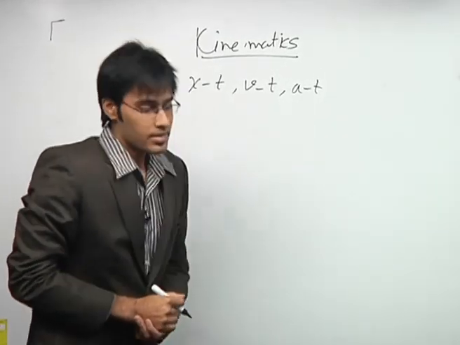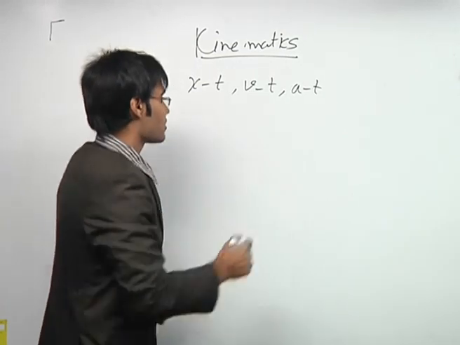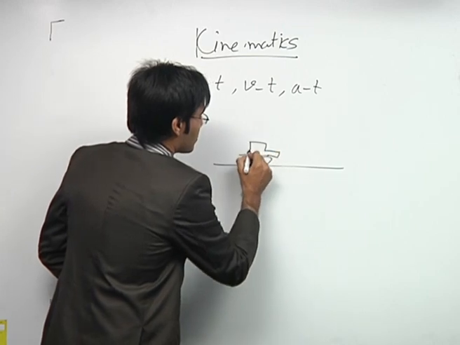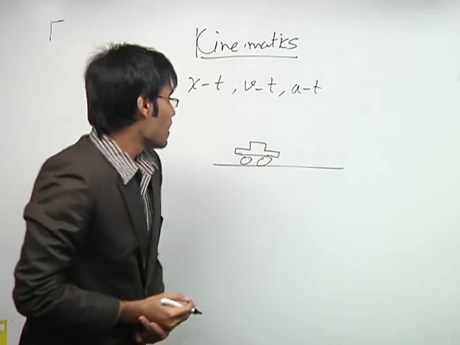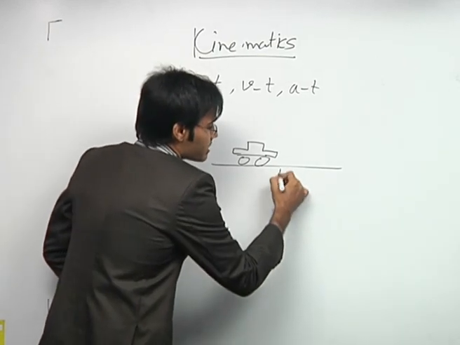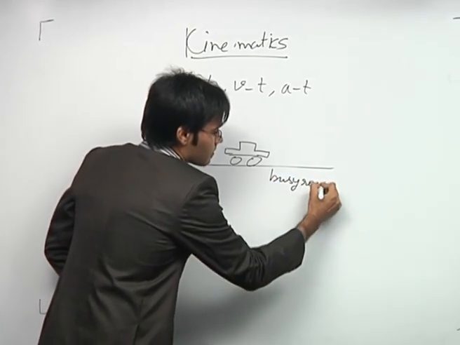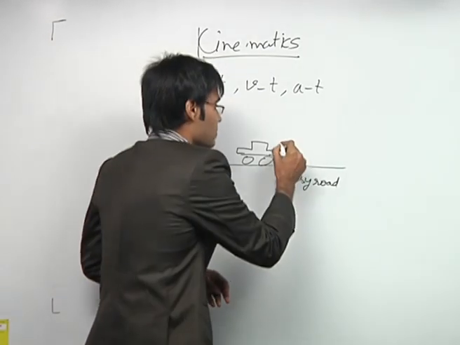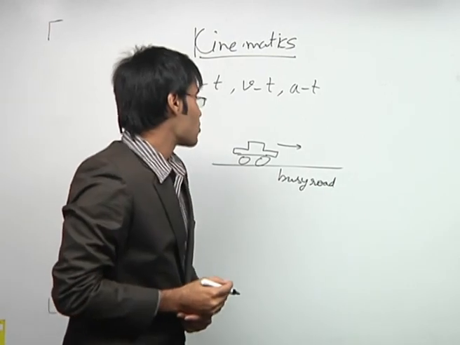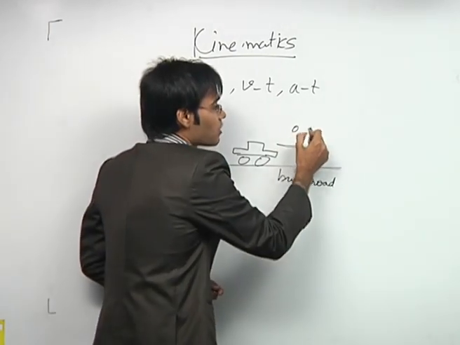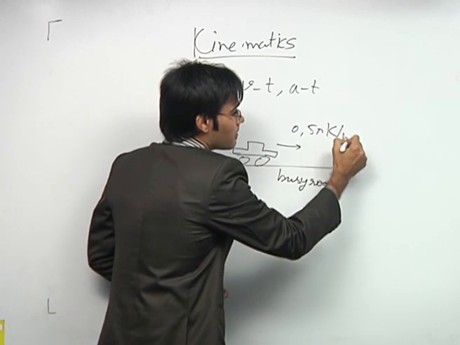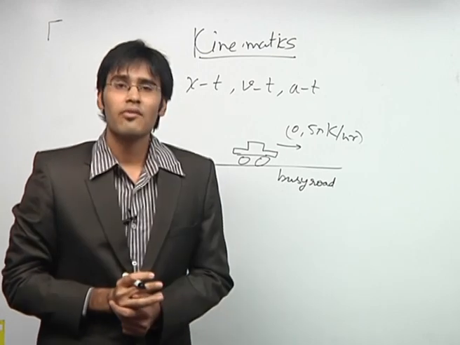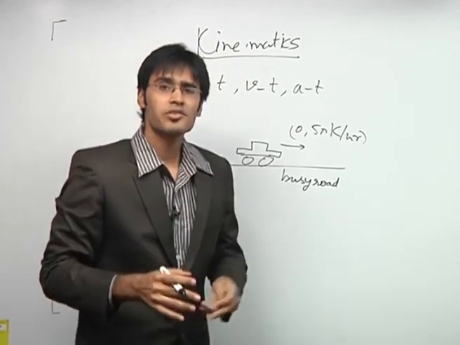So see, I'll start with a basic example. Suppose you are driving on a road, okay, in a car, and let's say that road is busy. So it's pretty obvious that the velocity of the car will not be the same. Okay, so let's say that velocity ranges from 0 to 50 km per hour. Okay, now if I tell you to calculate the average velocity, that is, I think, pretty straightforward.